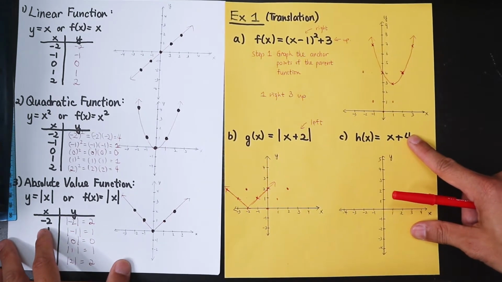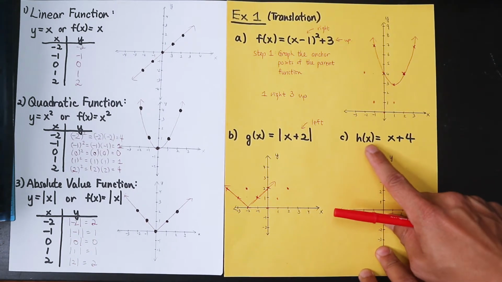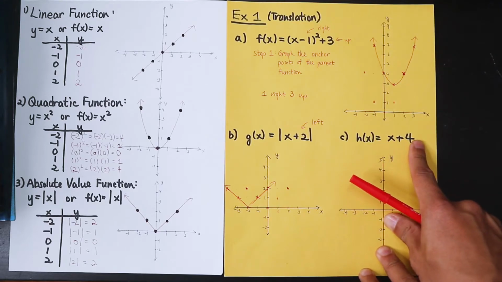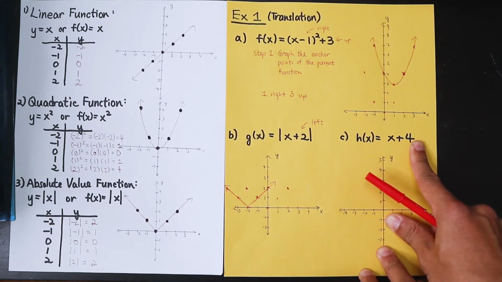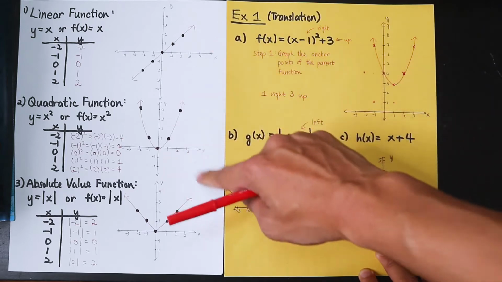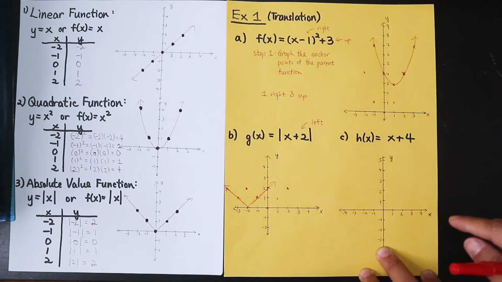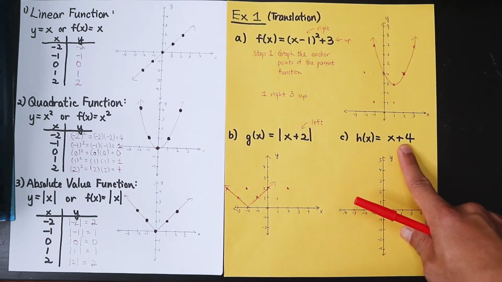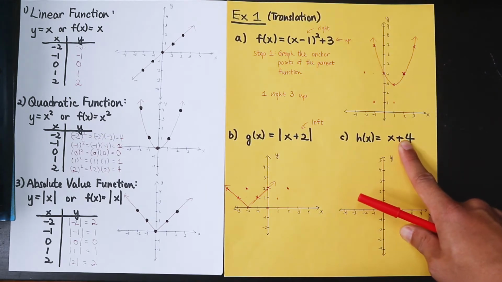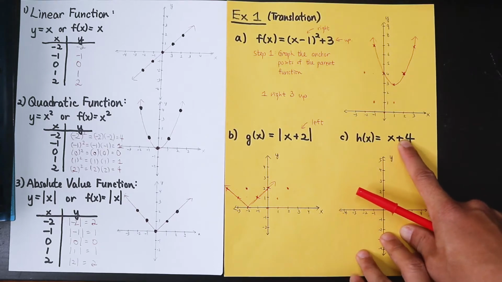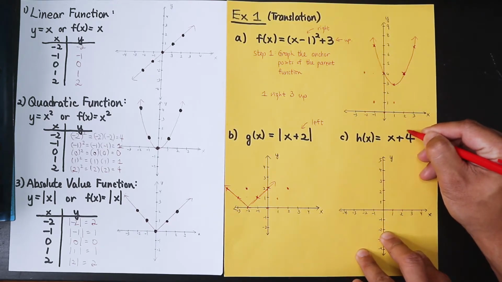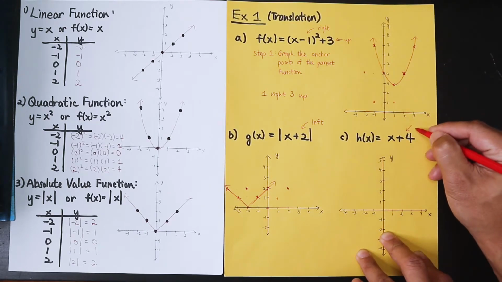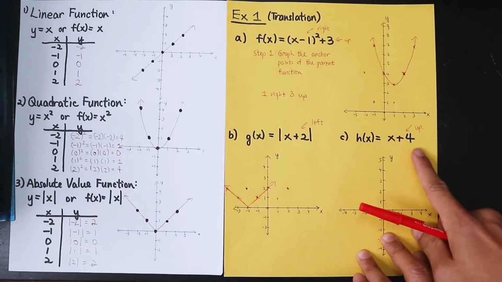Let's try one more, which is this one. C, h of x is equal to x plus 4. Now for this one, I don't see squares, I don't see absolute values. So out of these 3 mother functions, it's going to be the first one. Now some people get confused. They're like, well, is this 4 inside or outside the mother function? It does not matter. Let's actually call it outside. So this 4, since it's after the x, is going to be 4 units up. Okay, so it's 4 units up.